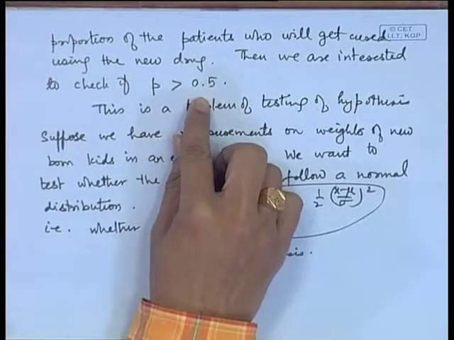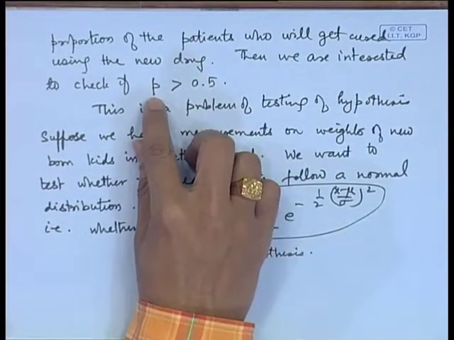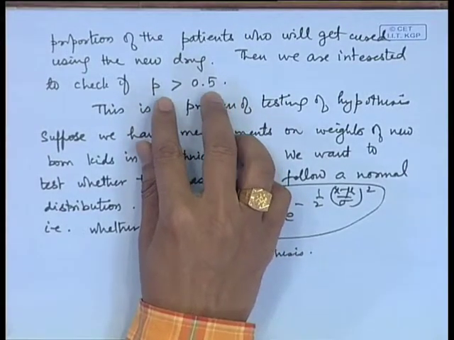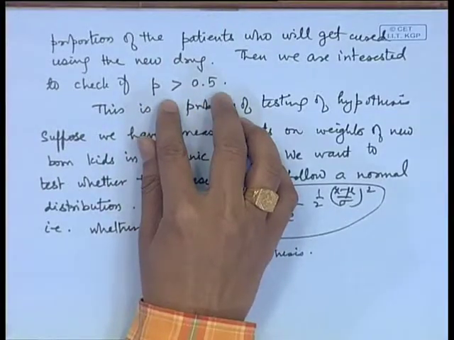Now, that obviously means that the effectiveness of the drug is only 0.25, and here we want to test whether p is greater than 0.5. So, this hypothesis does not seem to be a plausible hypothesis. On the other hand, if it turns out that the number of patients recovered using that medicine is say 70%, then there is no reason to disbelieve this proposition. We will feel that the new drug is more effective.